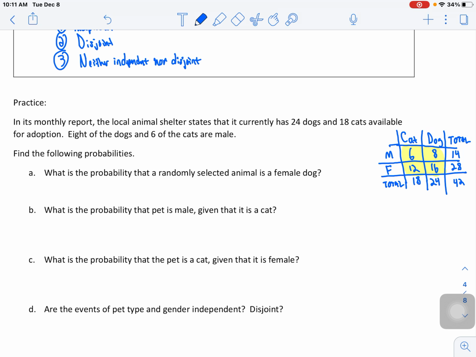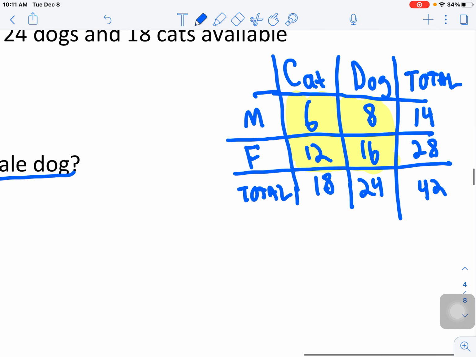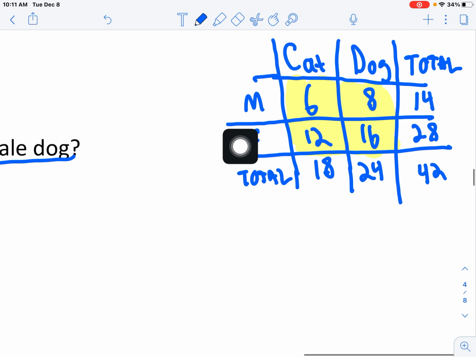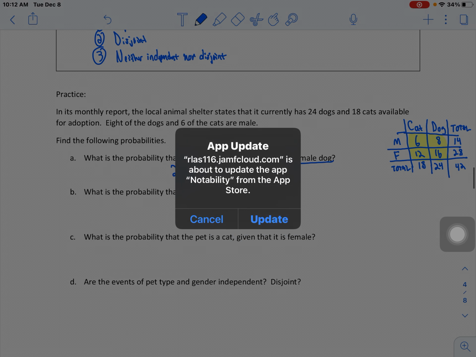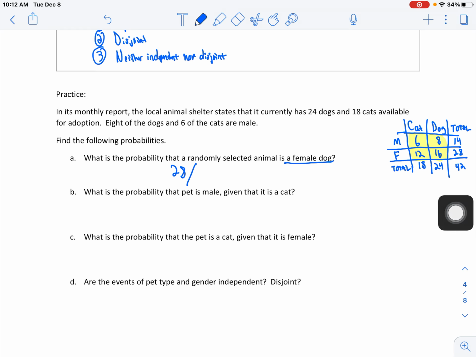What is the probability that a randomly selected animal is a female dog? So in this case, we're just looking at what's the probability that they're female, right? So in total, all the females, we have 28 out of all the animals. So all the animals, they're 42.